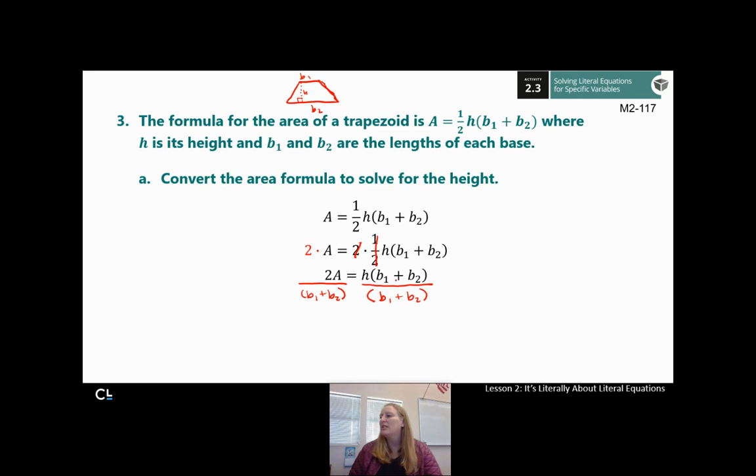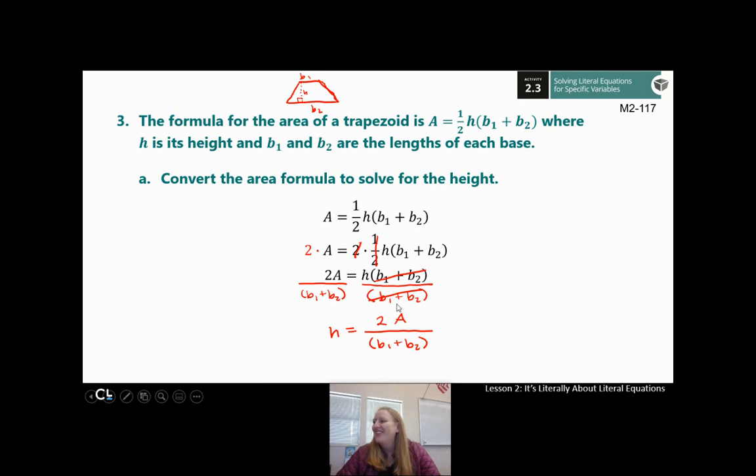So as weird as this looks, because you have the same thing on top and on bottom, it cancels these guys out. It does. And so you find out that h is all alone now, so the height equals twice the area divided by the sum of our bases. Because you know it's all about that base. I know you thought it.